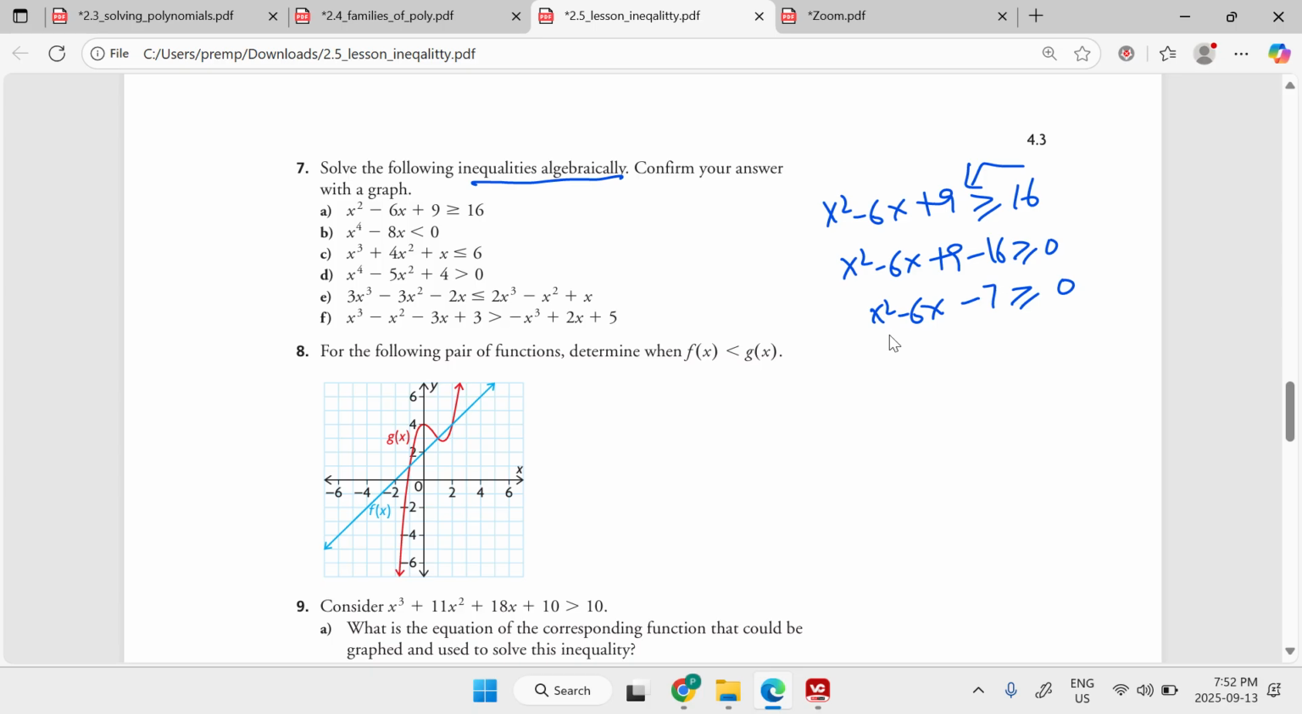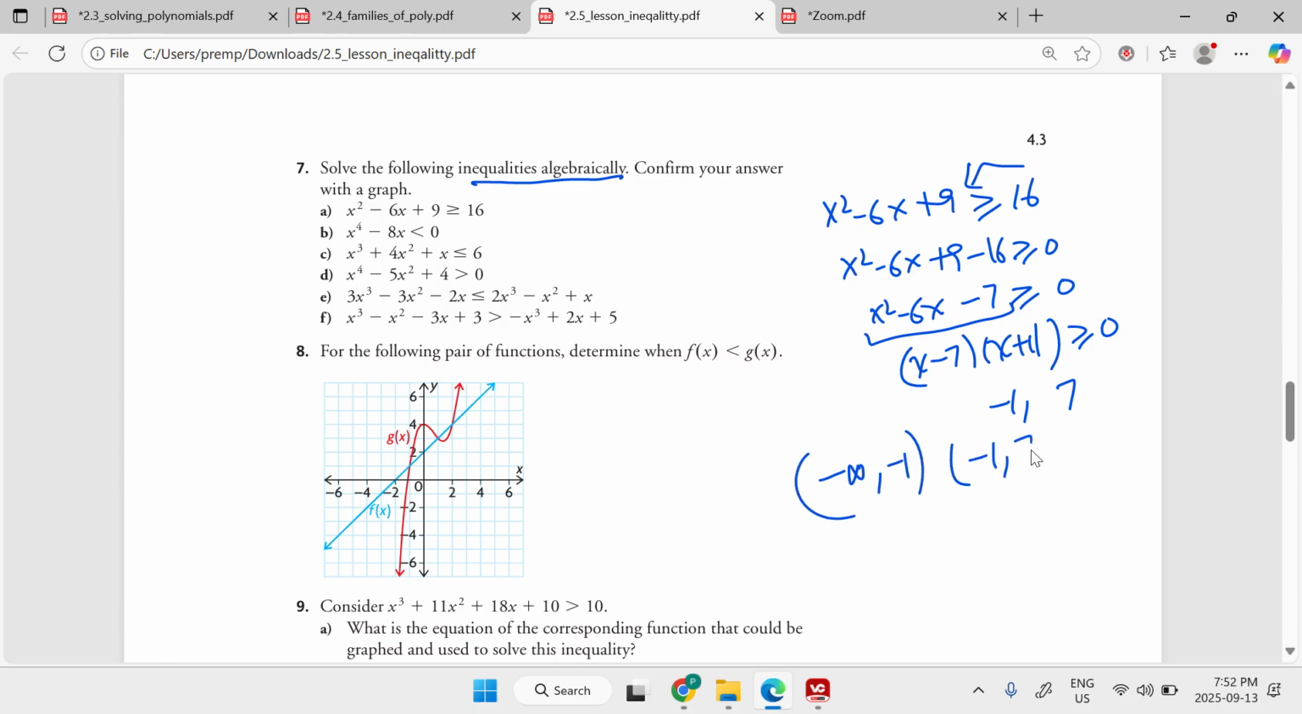So if you just look into finding the factors of this, you know that the factors are negative 7 and plus 1. So you can write (x minus 7)(x plus 1) is greater than or equal to 0. Okay, so if I have to just look into these values, I know the roots are negative 1 and 7, and my intervals are negative infinity to negative 1, and then negative 1 to 7, and then 7 to infinity.